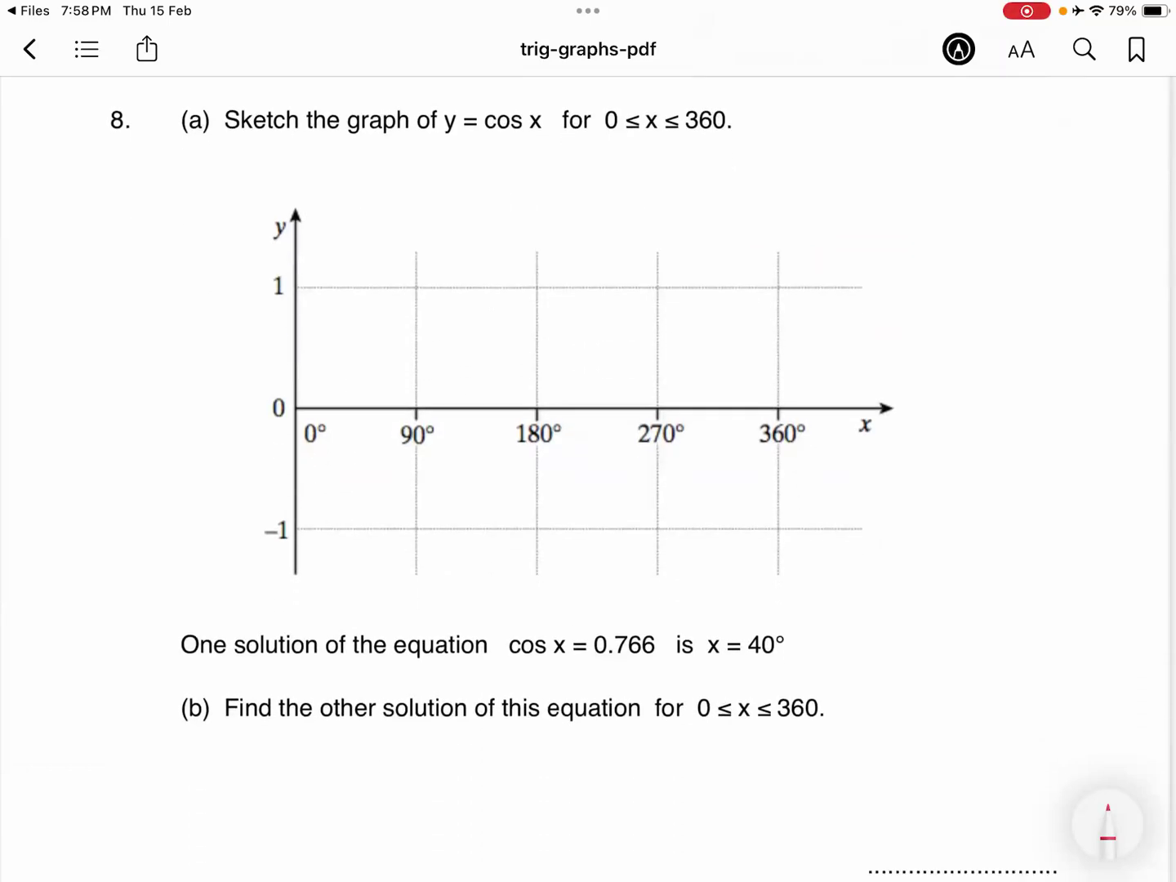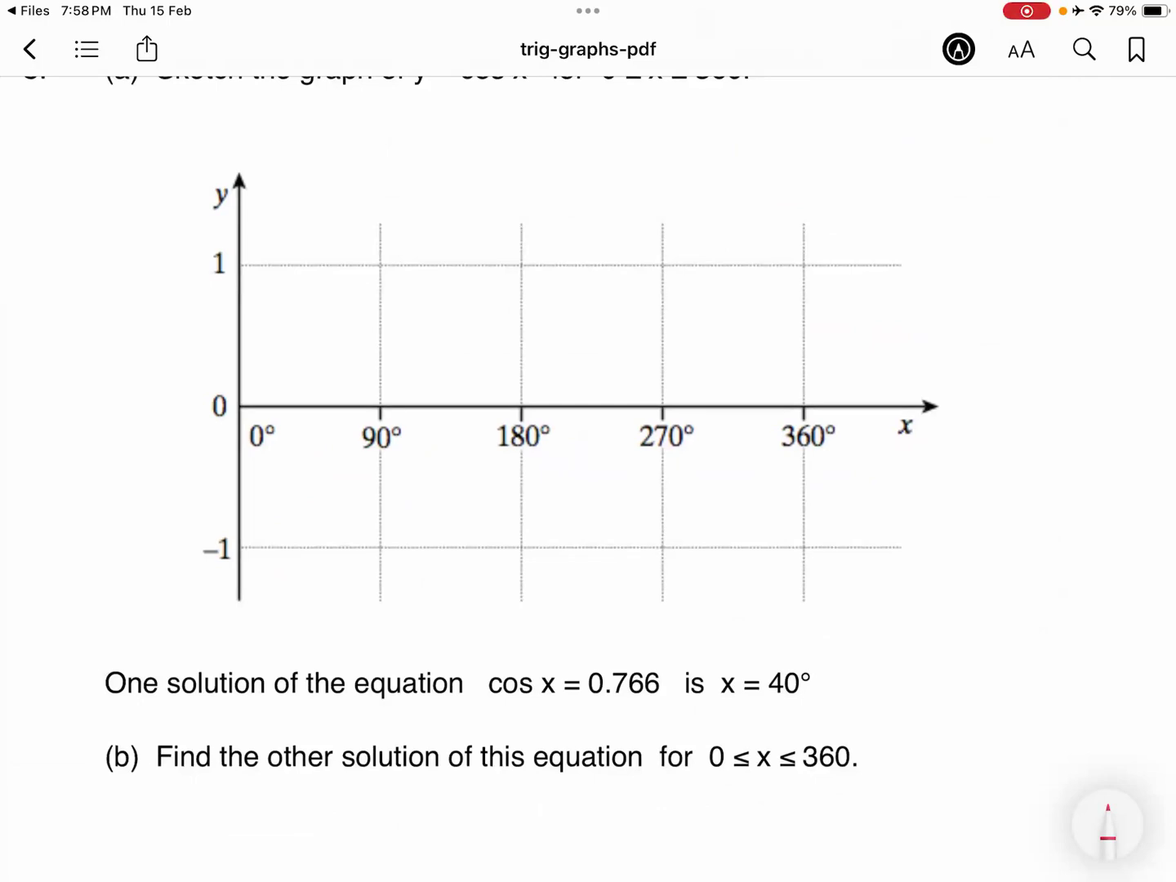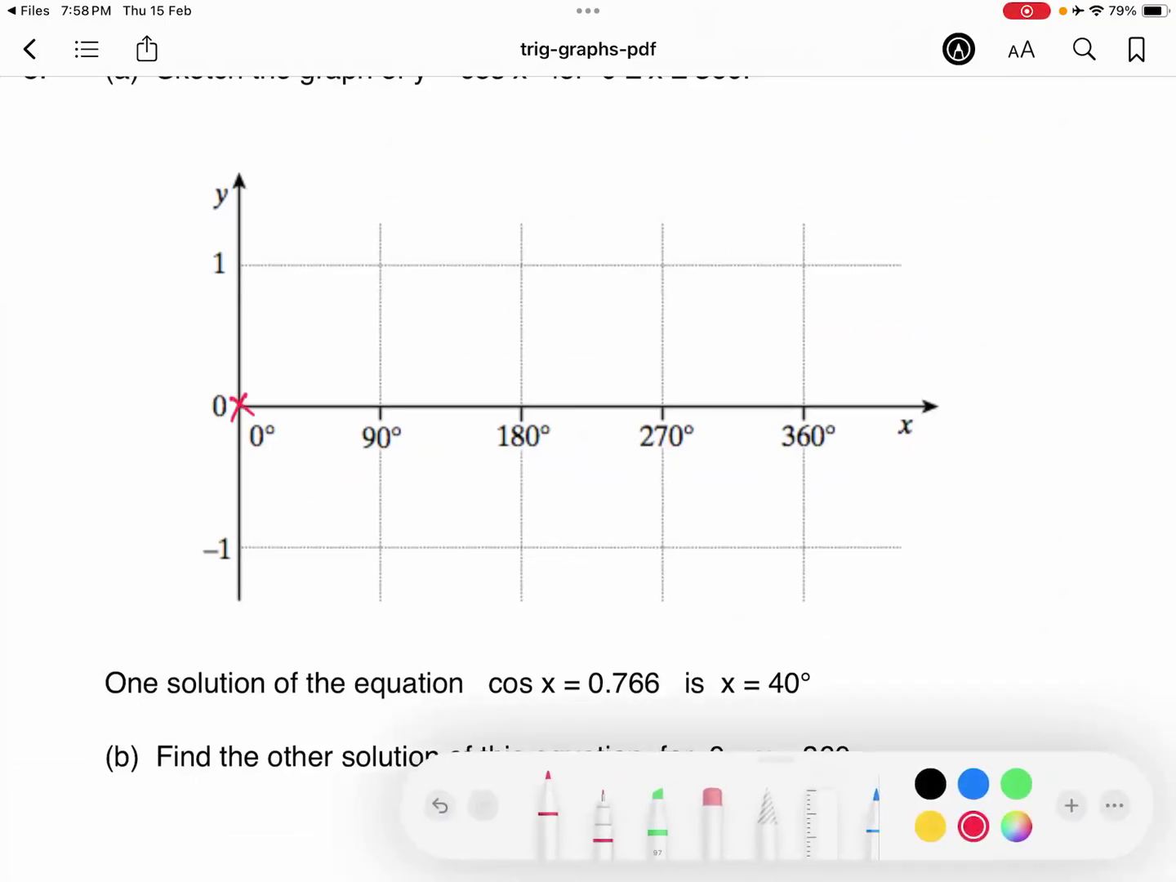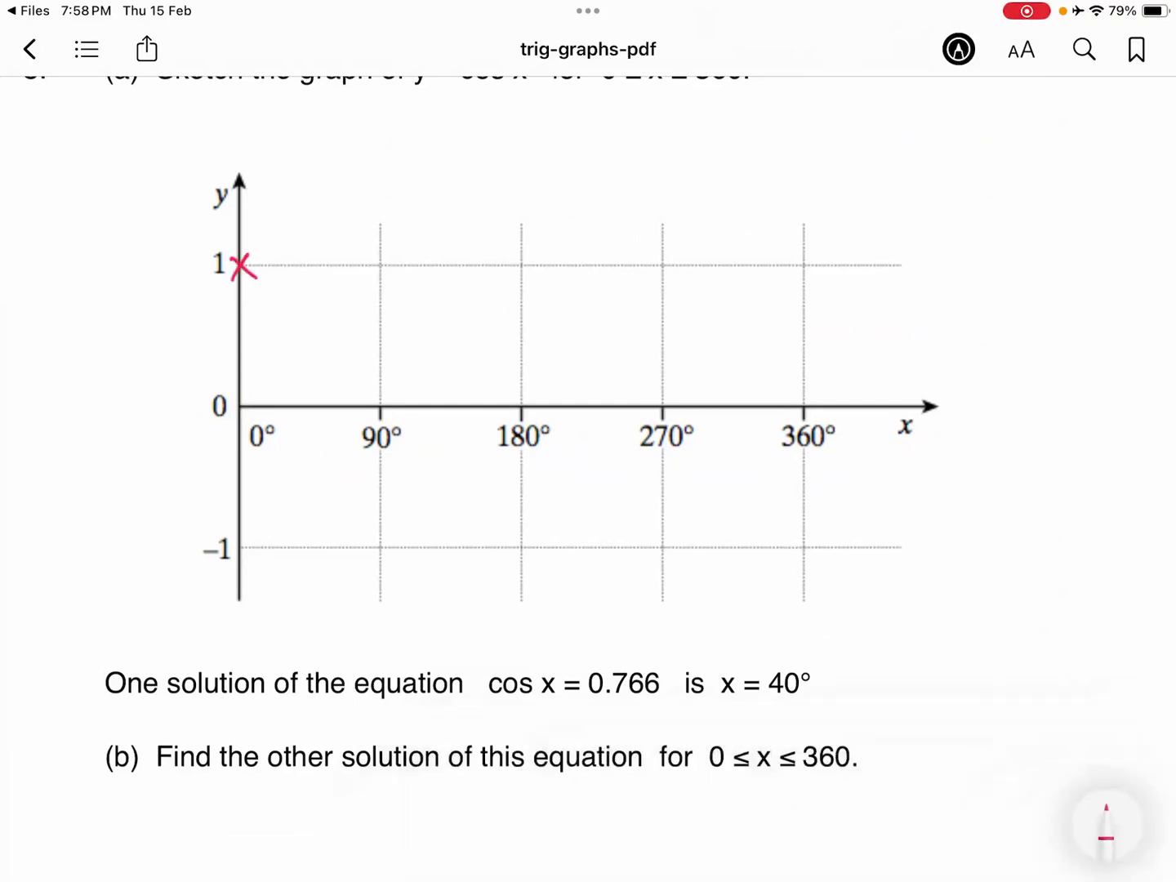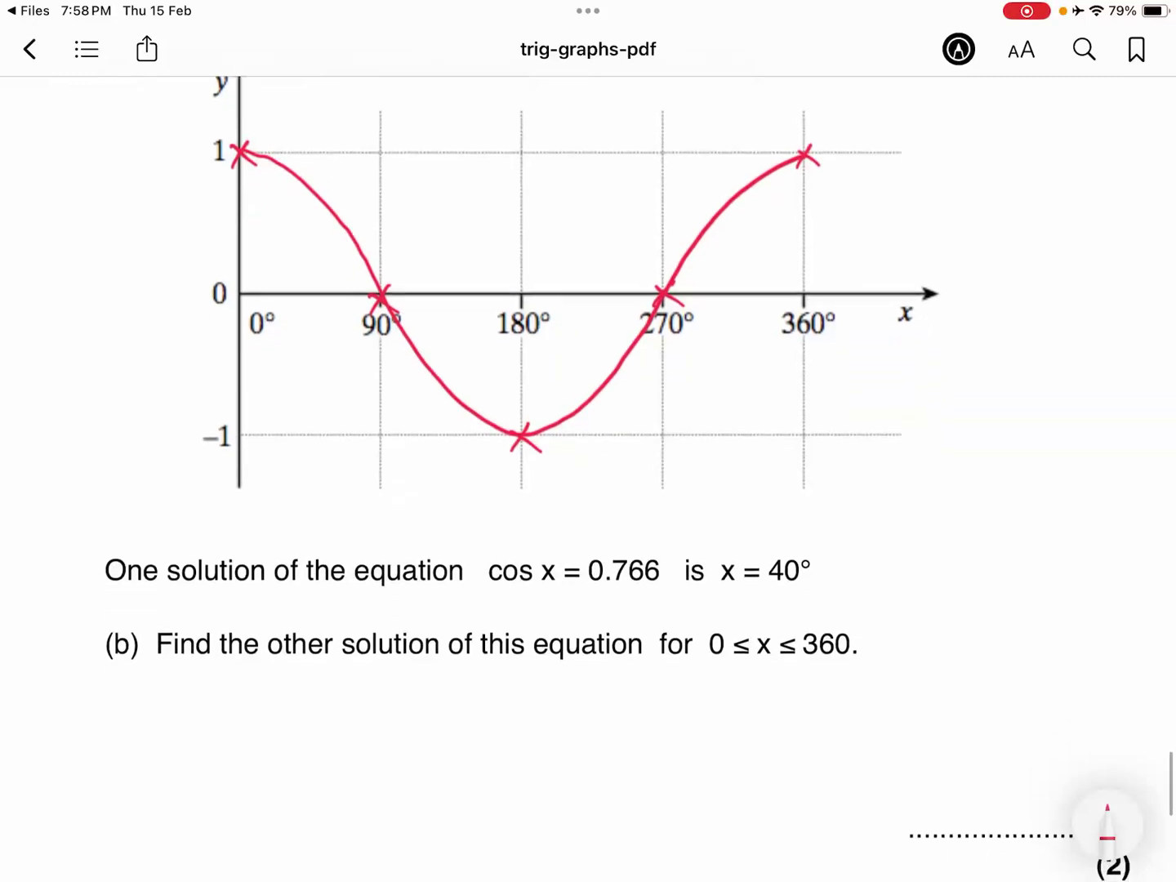Sketch the graph of y is equal to cos x. Cos 0 is 1. Cos 90 is 0. Cos 180 is -1. Cos 270 is 0. And cos 360 is +1. You need to draw it like this again and again. Is this clear, everybody?